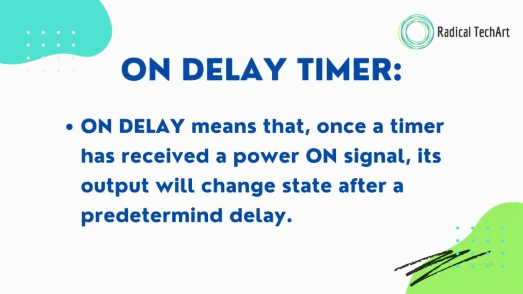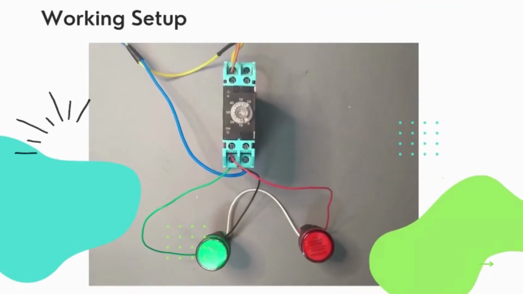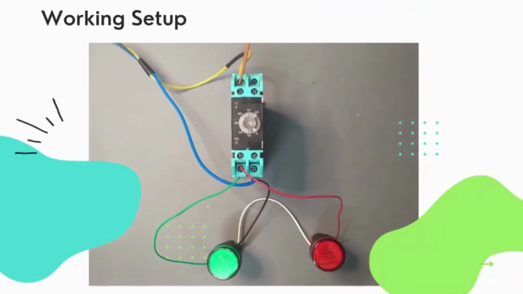On delay timer means that once a timer has received a power on signal, its output will change state after a predetermined delay. We will configure this through our working setup. So here you can see one model of on delay timer with me.